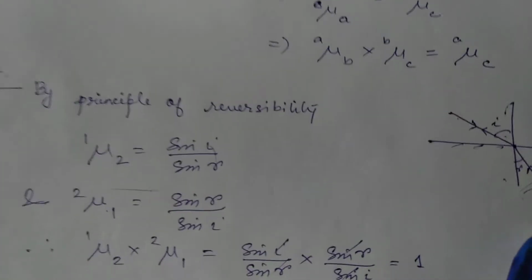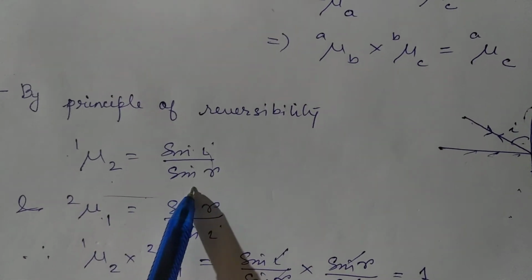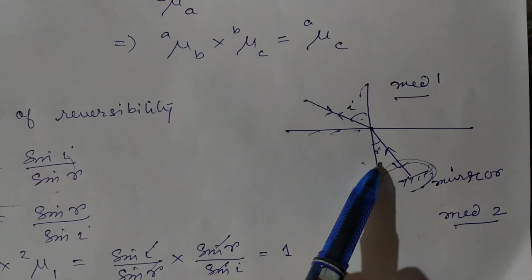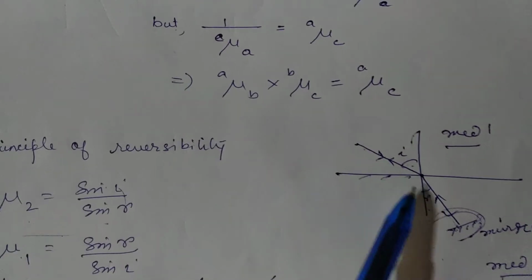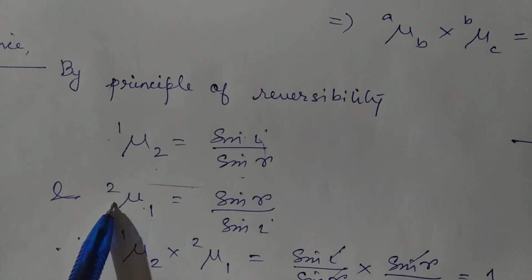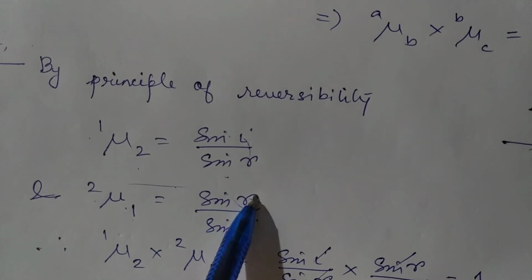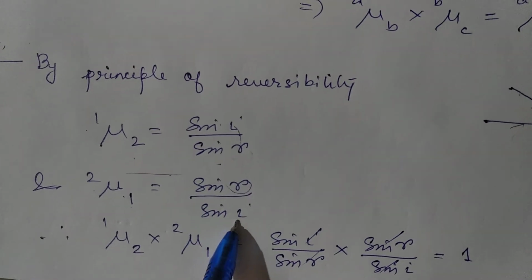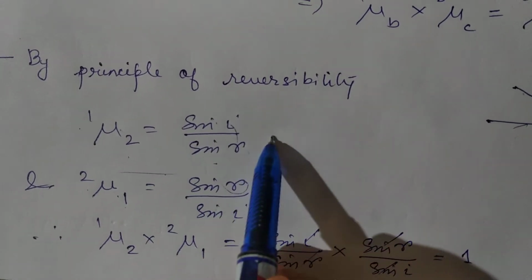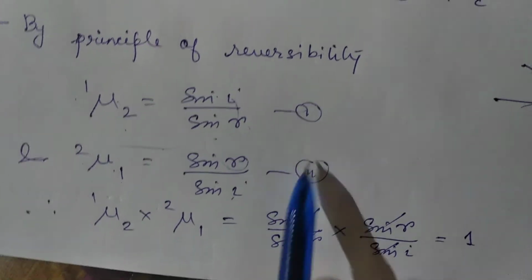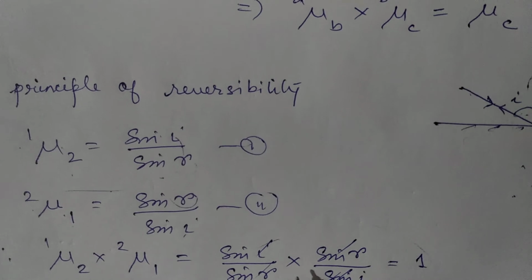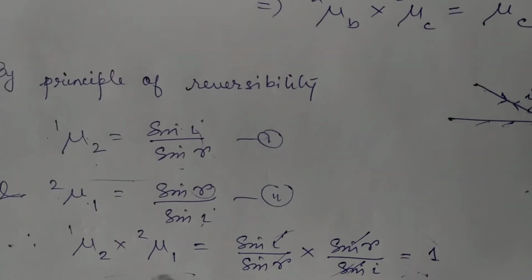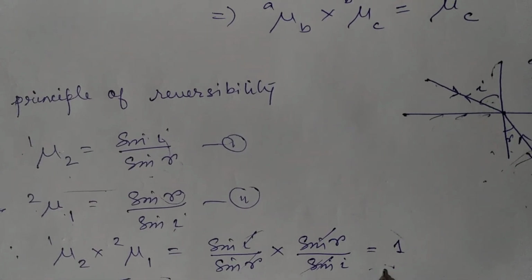Now according to the principle of reversibility, the refractive index of the second medium with respect to the first, mu 2 with respect to 1, is sin i by sin r, because the angle of incidence is i and refraction is r. And when it goes back from 2 to 1, it becomes mu 1 with respect to 2, and the angle of incidence becomes r and the angle of refraction becomes i. So by multiplying equation 1 with 2, we get it is equal to 1, because this gets cancelled. The multiplied factor is 1.